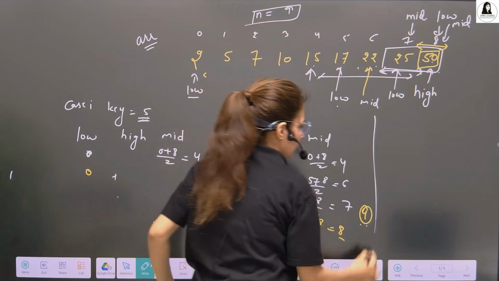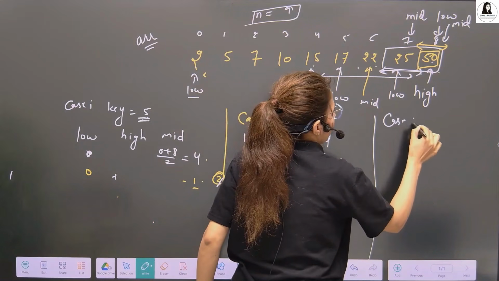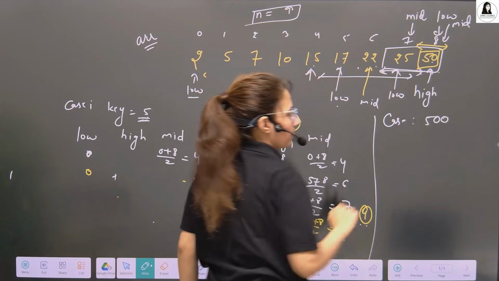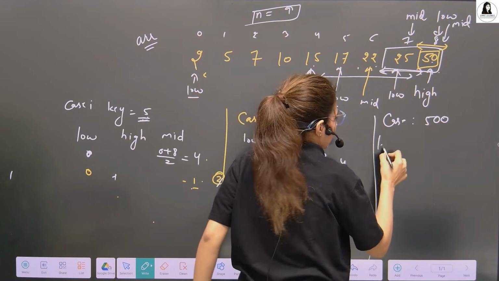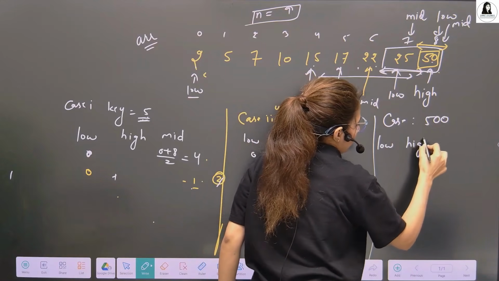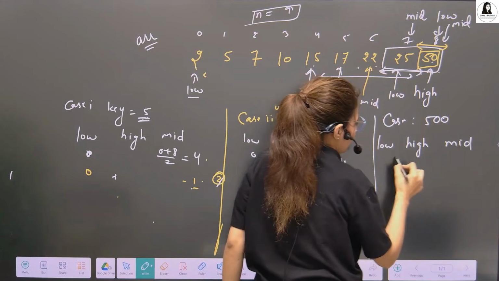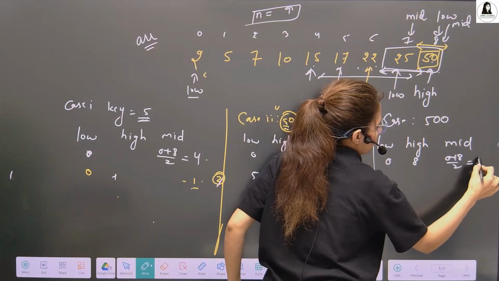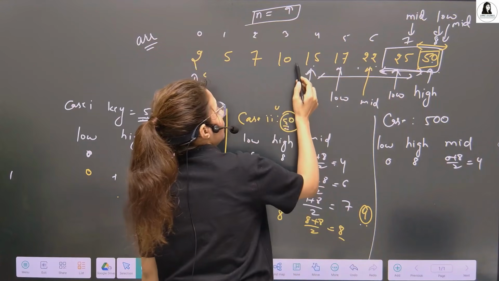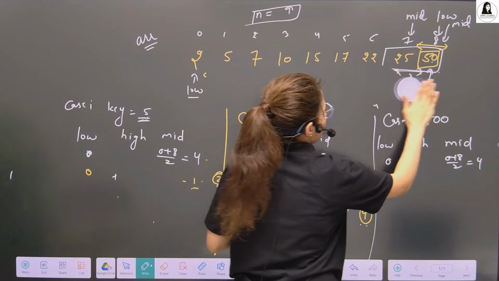But now the third case is, we want to find, suppose, 500. The element is not there. That can be a case. Okay, fine. Let's go for this. Now we have low and high, same process. Low is 0, high is 8. So mid would be 0 plus 8 divided by 2, that is 4. Now mid is here. Let's modify this a little bit.